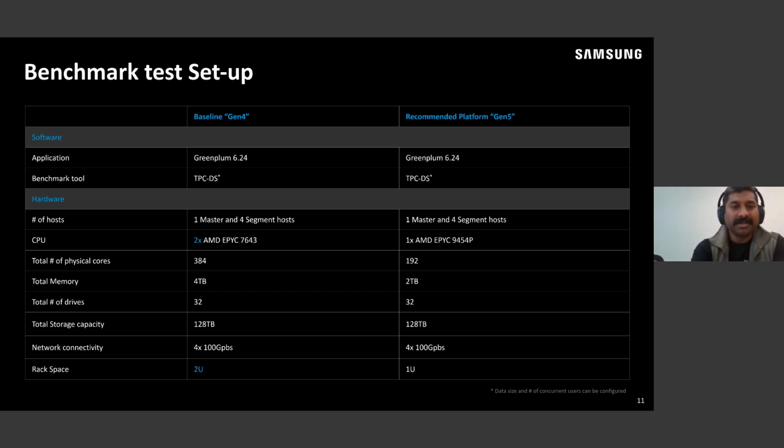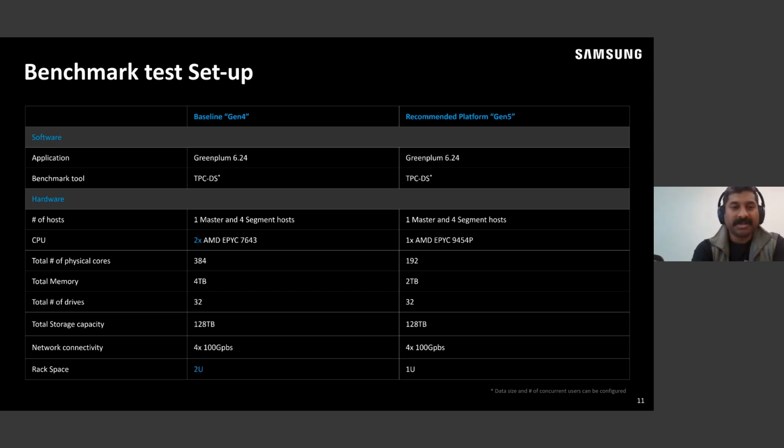On the hardware front, the cluster configuration, what we used is one master and 4 segment hosts. And the Gen 4 CPU was a dual socket AMD CPU. And the Gen 5, which is the system which we are talking about today, and the recommended one, is just a single socket one. And you can see the number of cores and the amount of memory for the baseline Gen 4 machine is double that of Gen 5.